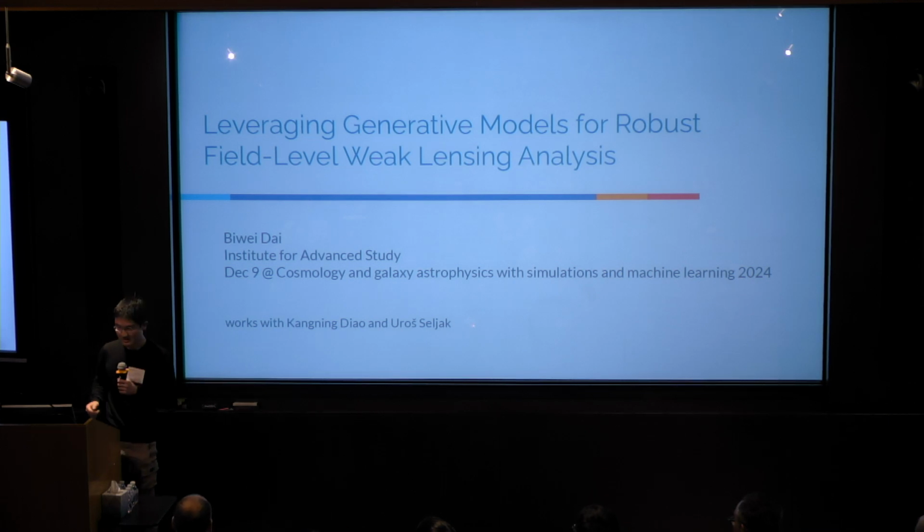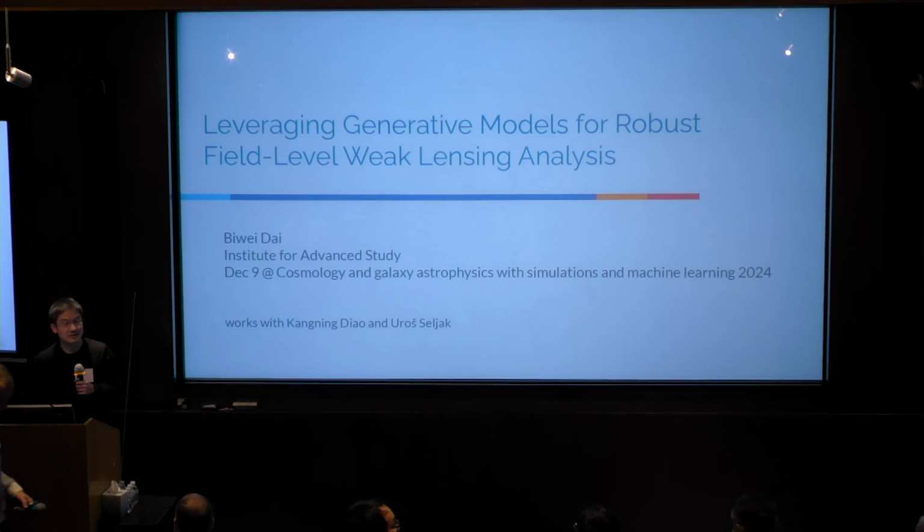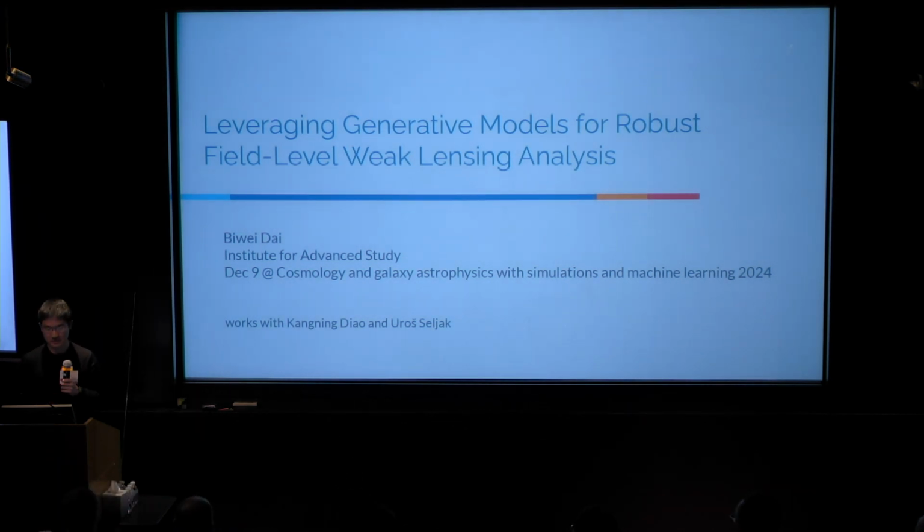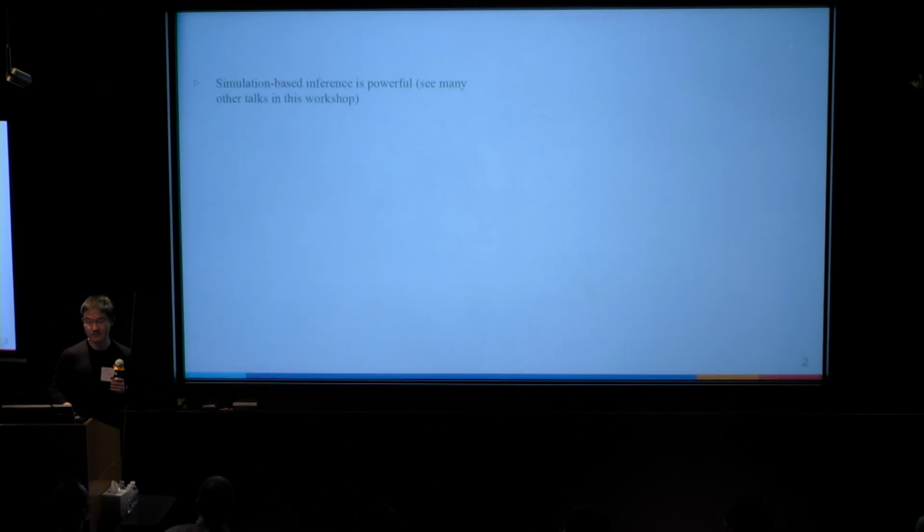Hello everyone, thanks for having me. My name is Biwei, and I'm a postdoc at the Institute for Advanced Study. So today I'm going to talk about using generative models for anomaly detection of model misspecification, basically to detect distribution shift between simulations and observations to improve the robustness of the field level weak lensing analysis. I'm sorry this topic is a little bit different from the one shown on the website, but hopefully the material is also interesting.